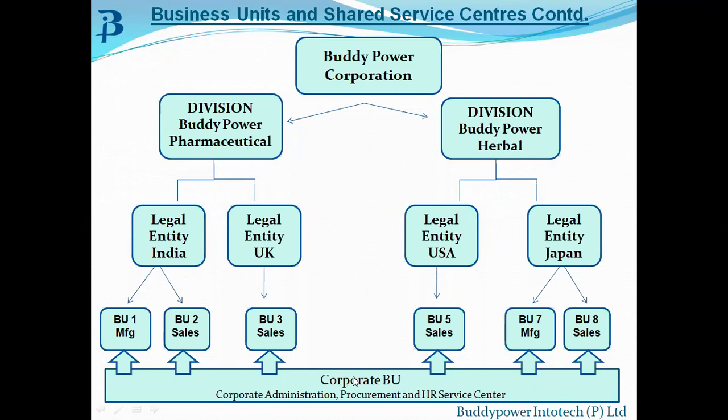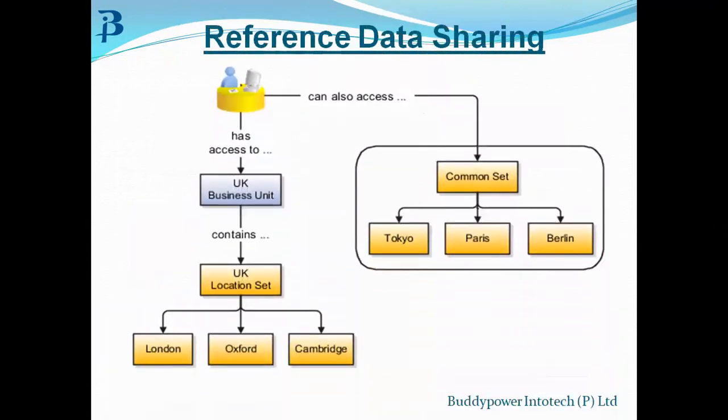Okay, so let's move to the reference data sharing. As I said, there are two seeded RDS, that's reference data sets: the common set, which allows the master data objects across all BUs, and the enterprise specific. Now imagine this is a shared service center BU, and this user is sitting in it. It has access to a common set, wherein it can access the master data objects of, say, Tokyo, Paris, and Berlin. It also has its own unit access, the UK location set. It can access the London, Oxford, and Cambridge business units' master data objects as well.